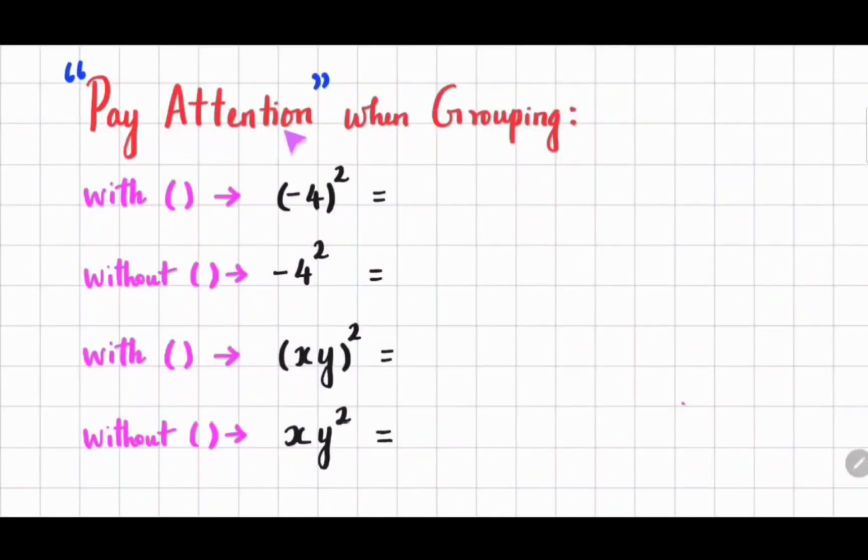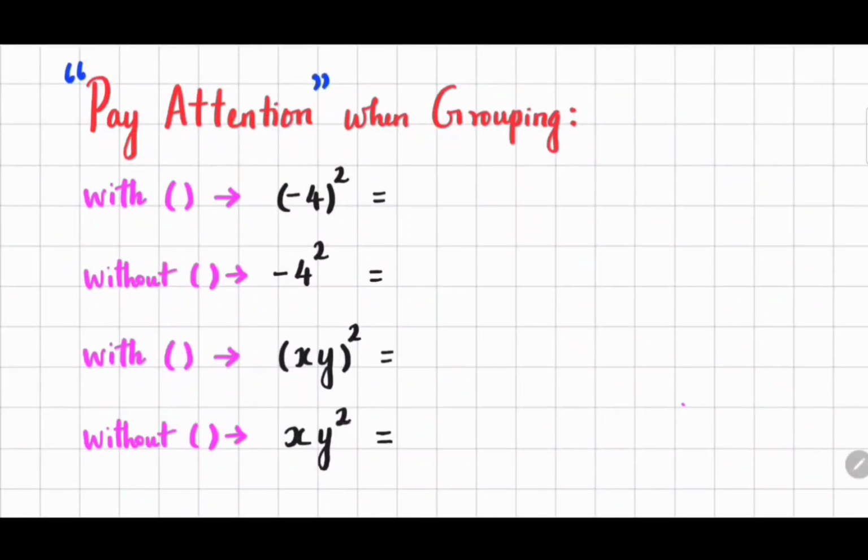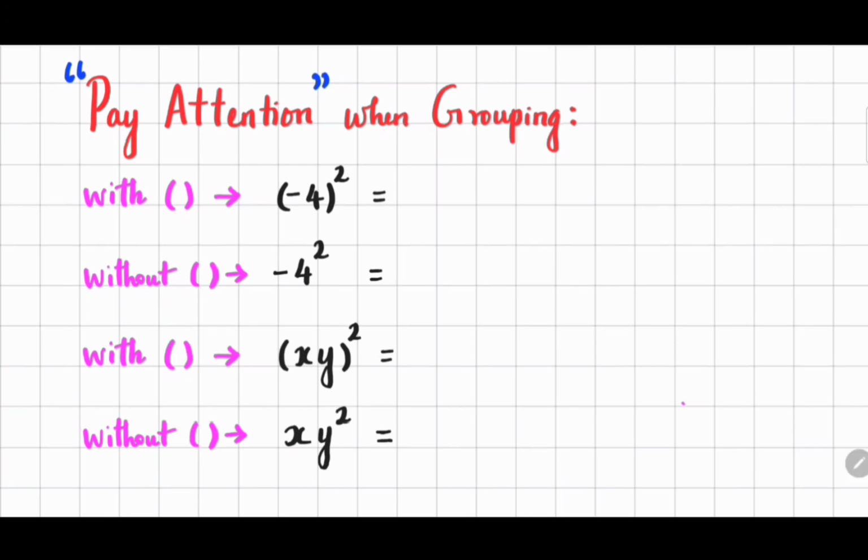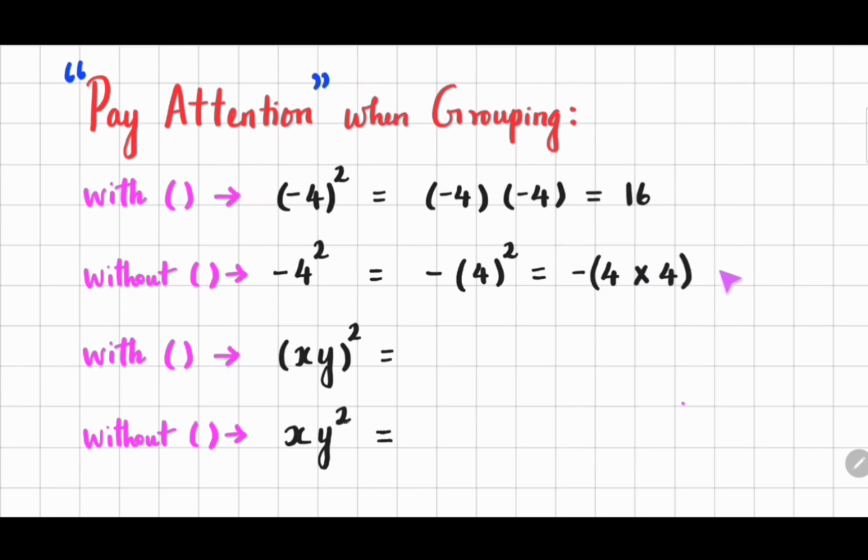Pay attention when grouping. To avoid confusion, use brackets in cases like these. With bracket, (-4) the whole square means -4 times -4, which equals plus 16. Without bracket, -4 square means minus of 4 times 4, which equals -16.